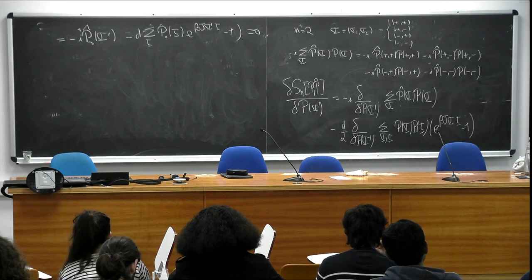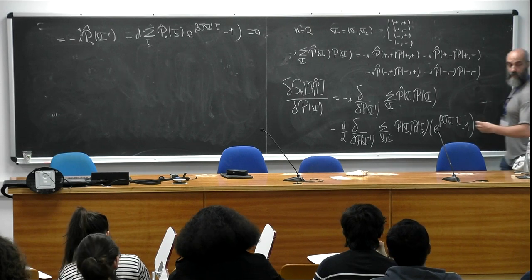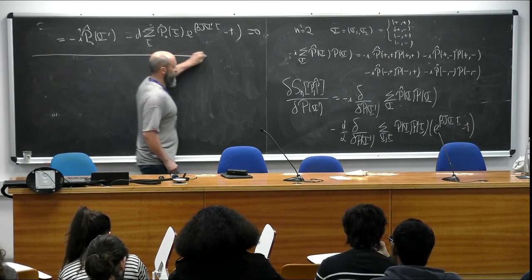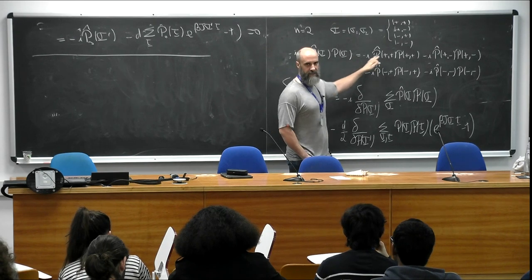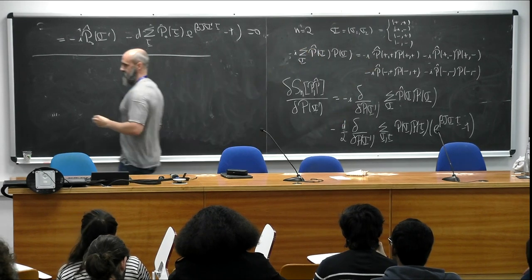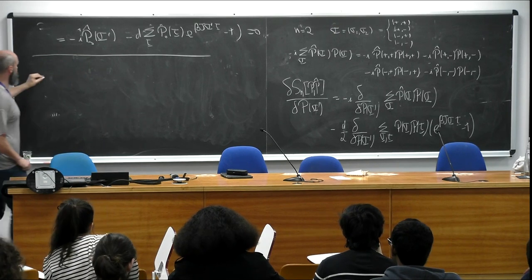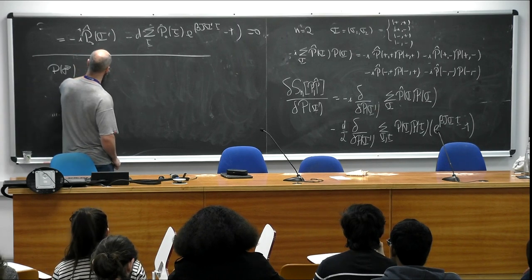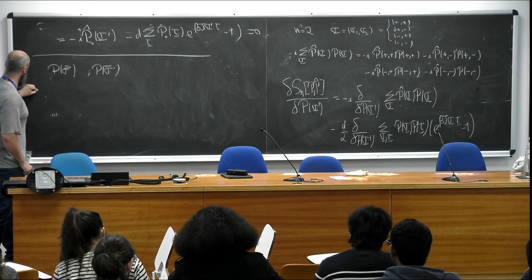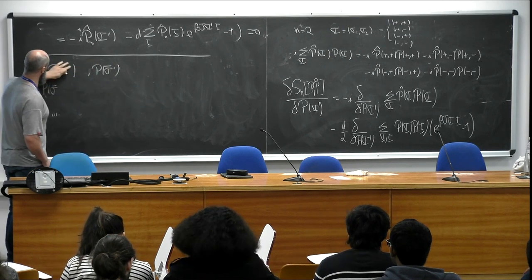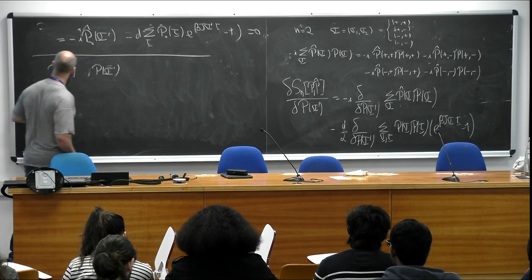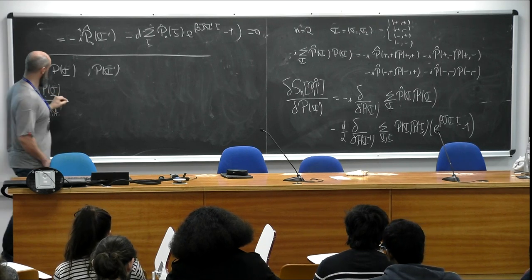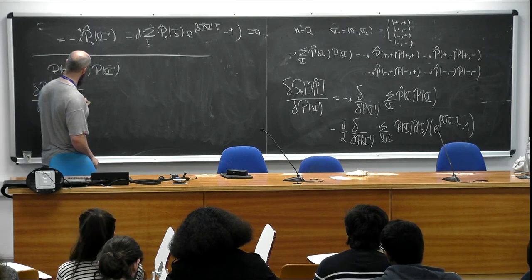OK, so there is another proper way to do this, a much more compact way, which is to realize the following. Let's do it now with this trick. This derivation you would do thinking about what it means to do this variation. A more compact way is to realize that if I have P sigma and P sigma prime, and I do the variation of P sigma with respect to P sigma prime, this is equal to a Kronecker delta when sigma is equal to sigma prime.